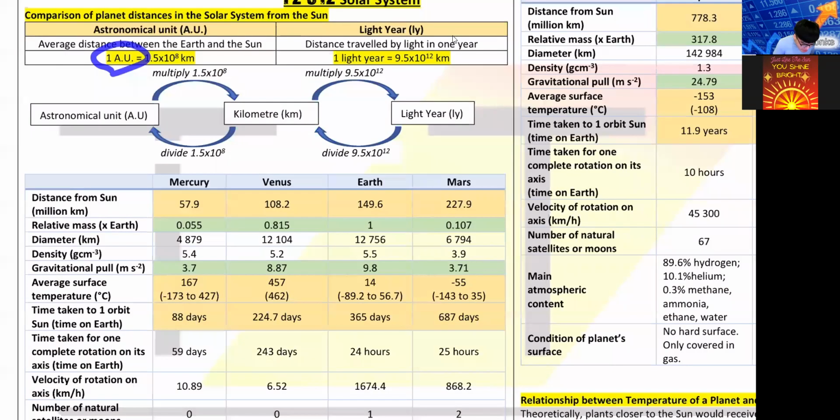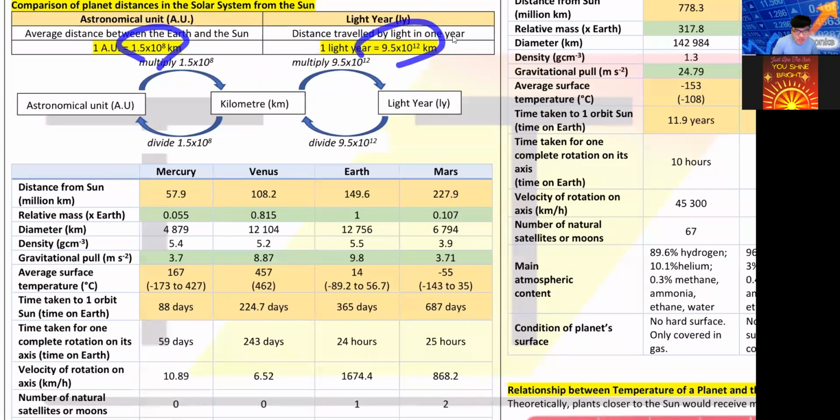So 1 light year is the same thing, 9.5 times 10 power of 12 km. Instead of writing this number, you can write this instead. So should you memorize these two? No, it will be given to you in the exam. Don't you worry. You don't need to memorize this. There are no special marks for it. They will give it to you.